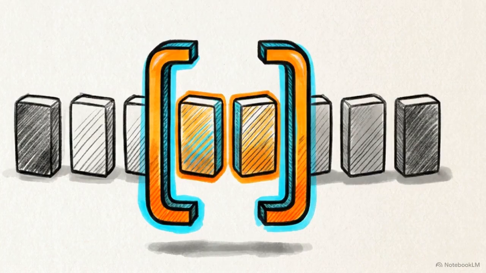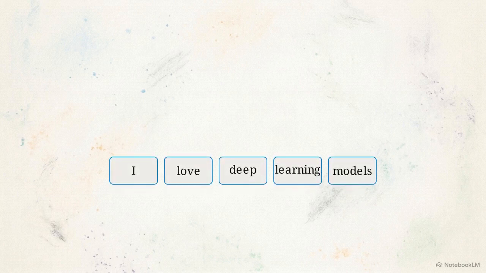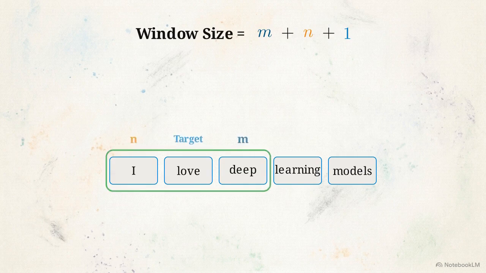To capture structural word order, early text models turned to windowing, a localized strategy that forms the foundation of convolutional neural networks. This visualization shows the windowing mechanism in action. Following the equation m plus n plus 1, the model captures a target token alongside a static number of past, or n, and future, or m, words.